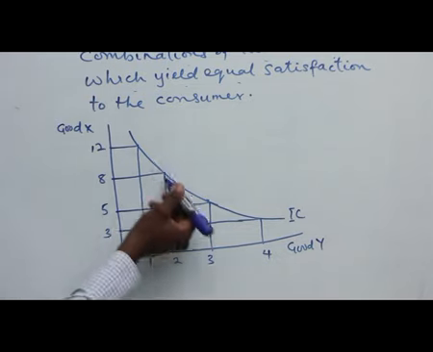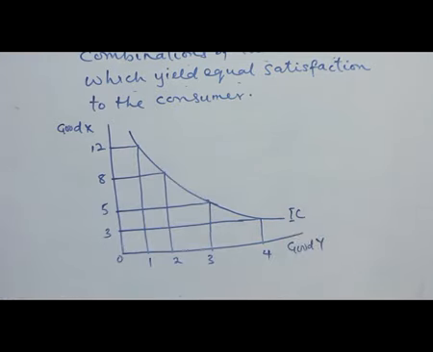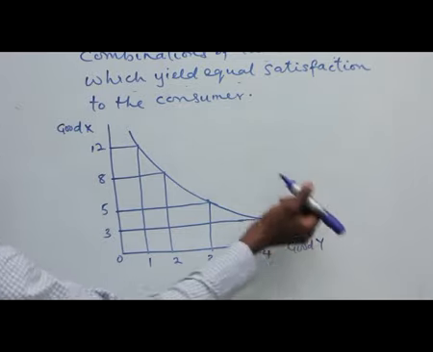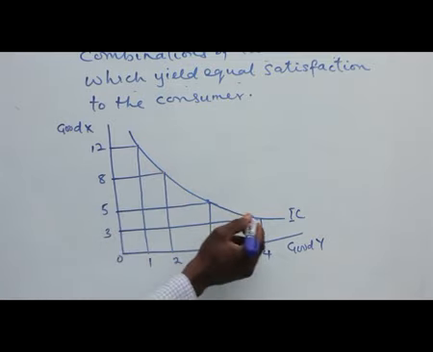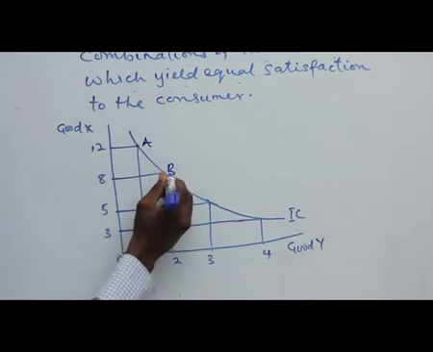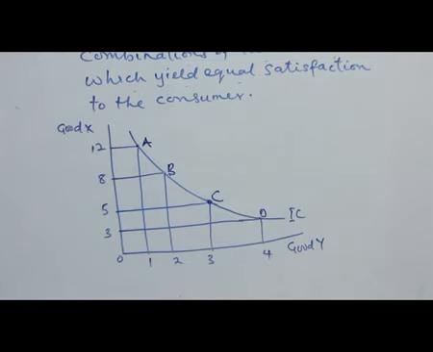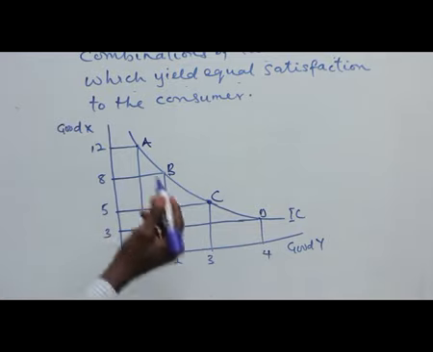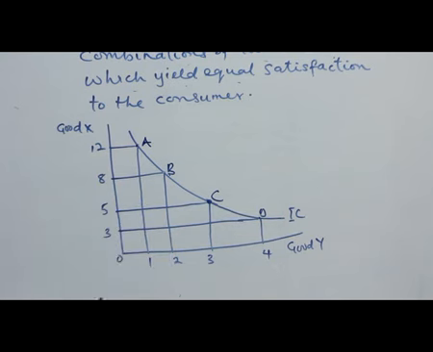Now, when we combine them together, we have this curve that we call IC, which implies indifference curve. By this curve, the consumer has equal satisfaction irrespective of the point. That is, the satisfaction here, let's say point A, is equal to the one here, point B, is equal to the one here, point C, and is equal to the one here, point D. That is what we call the indifference curve. Irrespective of any point, the consumer will have the same satisfaction, that is, it will yield equal satisfaction from consuming the two commodities.